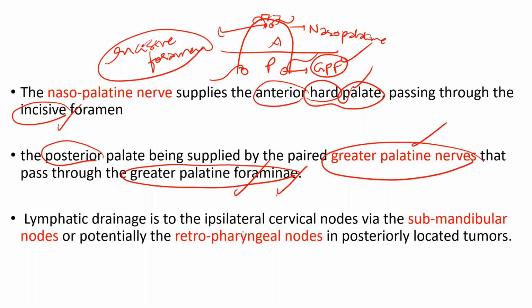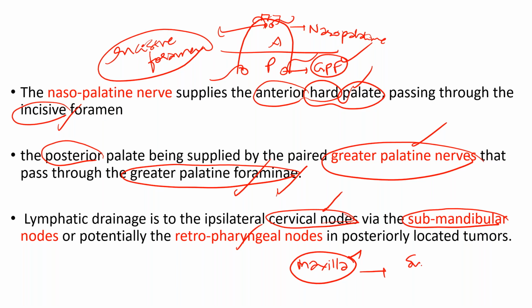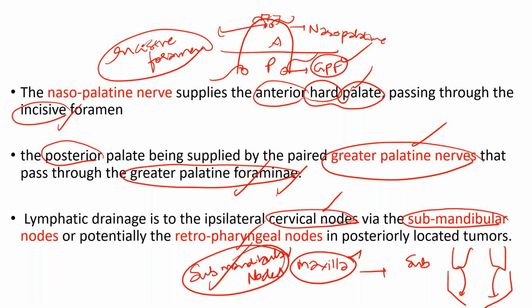Lymphatic drainage is to the ipsilateral cervical nodes, especially the submandibular nodes and retropharyngeal nodes. I told you while discussing carcinoma of the maxilla, that is in the nose, that they drain to the submandibular nodes. From the maxilla, they drain towards the submandibular nodes.